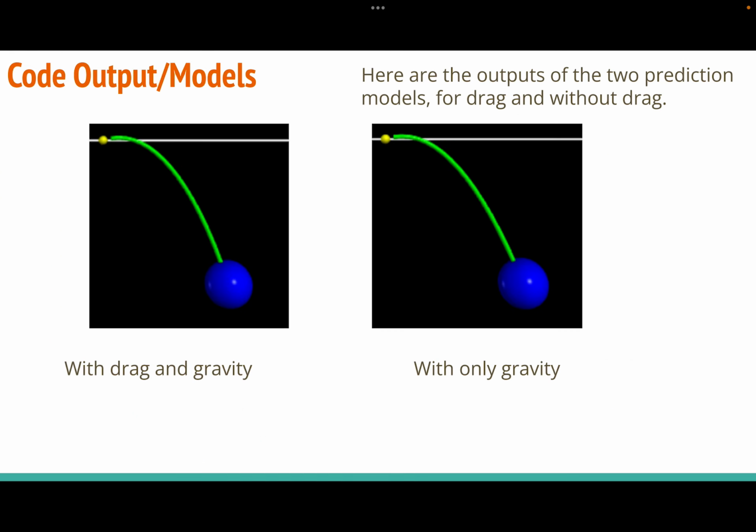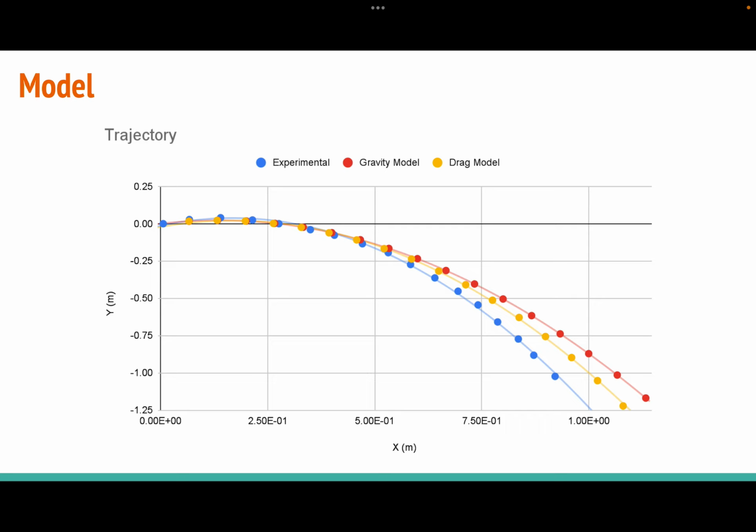Here are the outputs of the two prediction models, with drag and without drag. And here is our final graph. As you can see, the yellow drag model is closer to the blue experimental model than the gravity model is.